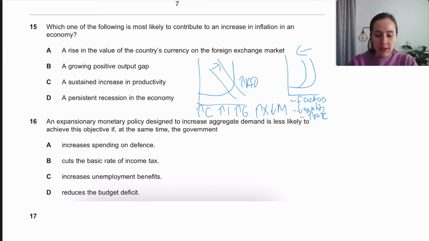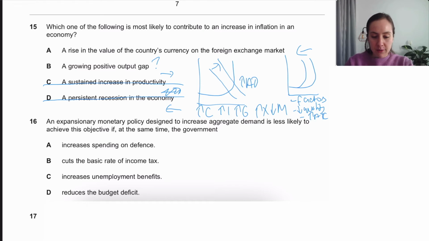Growing positive output gap. Okay, if the economy is operating above its potential, then you're going to be very, very close. You don't have any more output that you can gain, and any more increase in AD will create inflation. So this might be the case. It's probably not causing inflation, but it might be contributing. Sustained increase in productivity, no, that's wrong, because that would shift your AS curve to the right, and we need it to shift left. A recession, that's going to move AD the wrong way around. That's going to move AD to the left, which will reduce prices.